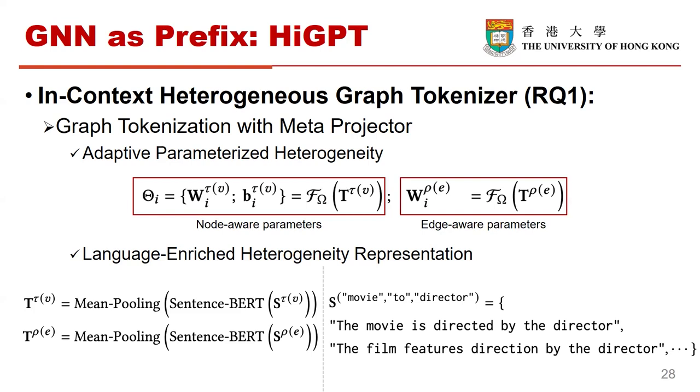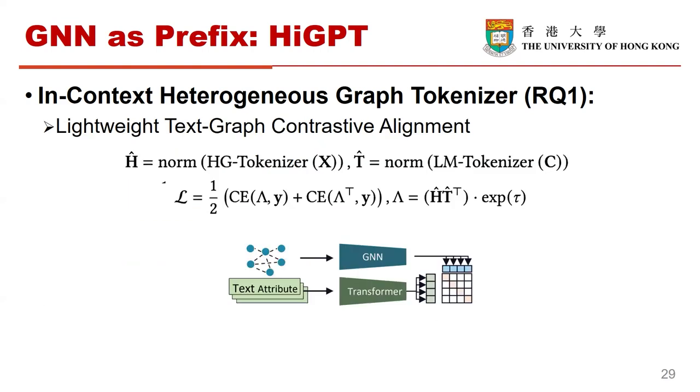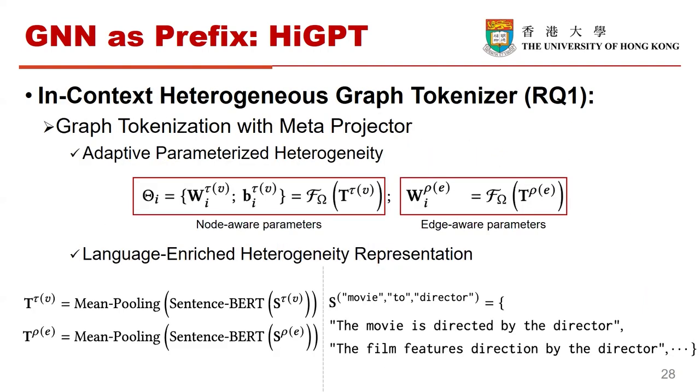Our answer is language-enriched heterogeneous representations. That means we could use language to describe the node or edge types. For example, if we have the edge type movie to director, we can obtain the description: the movie directed by the director, and the film features direction by the director. This language is uniform for different heterogeneous datasets. So we use this description to represent the edge type or node type, and we use a language model such as SentenceBERT to encode the text-based heterogeneity representation and obtain the parameters further.